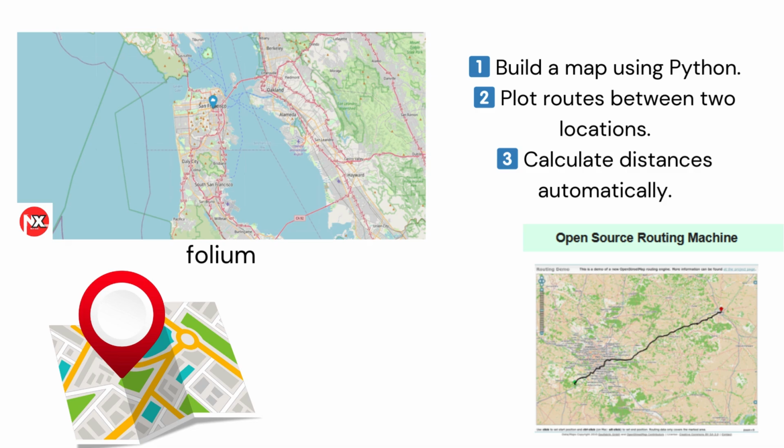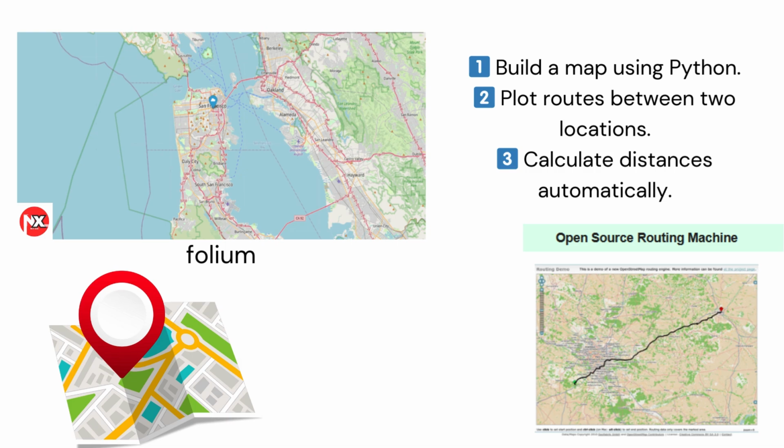Geopy is a Python client for several popular geocoding web services. Geopy makes it easy for Python developers to locate the coordinates of addresses, cities, countries, and landmarks across the globe using third-party geocoders and other data sources. OSRM stands for Open Source Routing Machine. It is an open-source routing engine that provides fast, accurate, and customizable routing services.